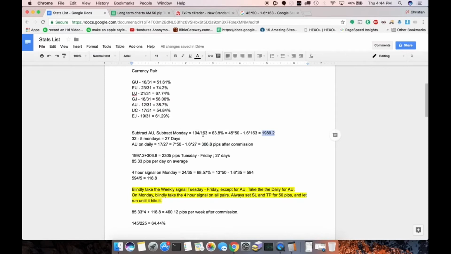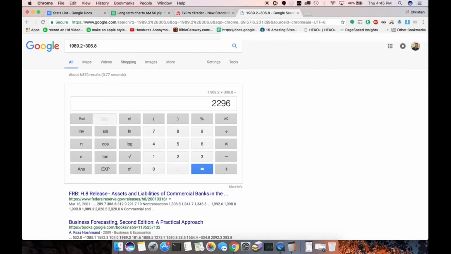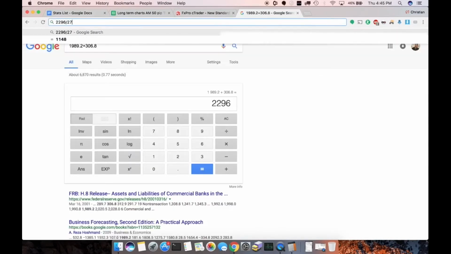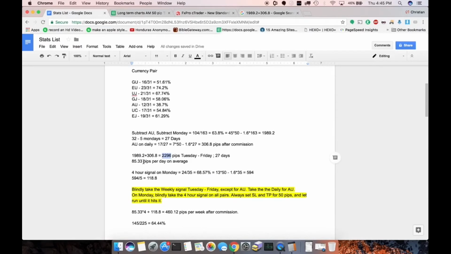So we have this is the total pips for everything Tuesday through Friday minus the AU. And then this is the total pips for the AU itself. Which means that I got this off a little bit. Let's see. I'm doing this a little bit on the fly. 2,296 pips, Tuesday through Friday, 27 days. And that means that this is going to be a little bit off. Over 27, 85.04. Let's say that. 85.04 pips on average per day. Let's say 85 pips per day.